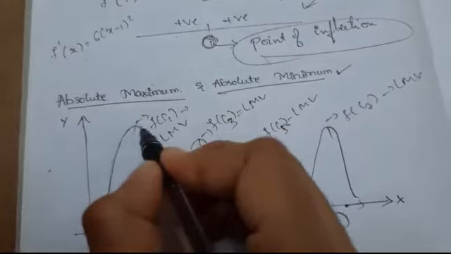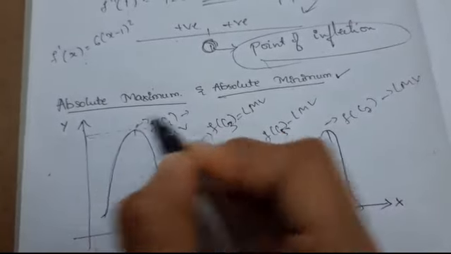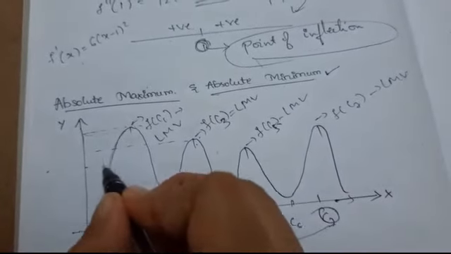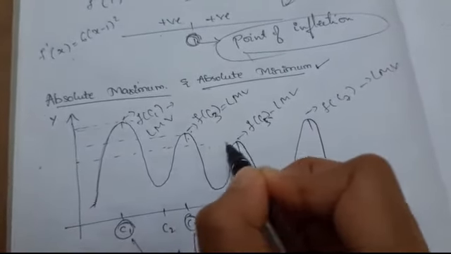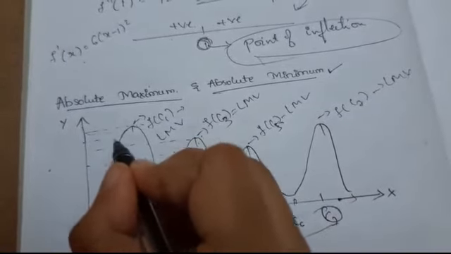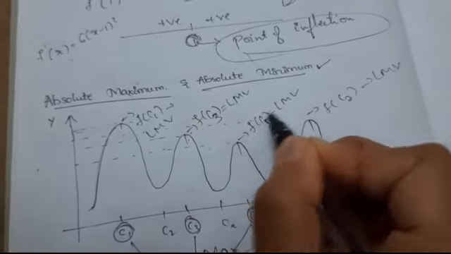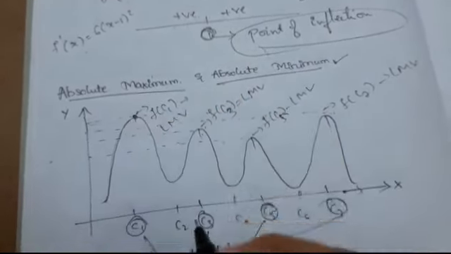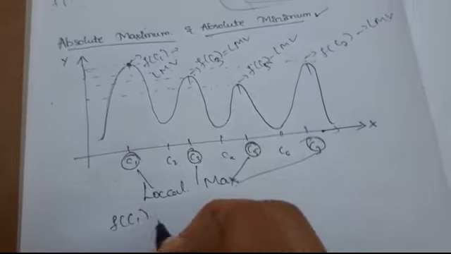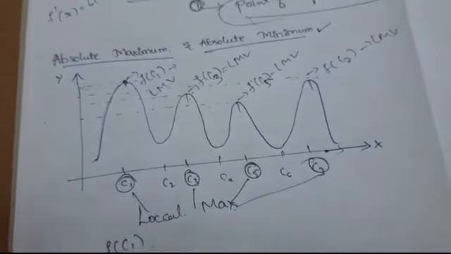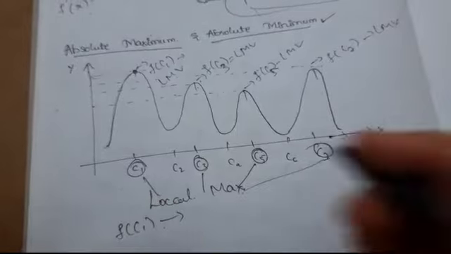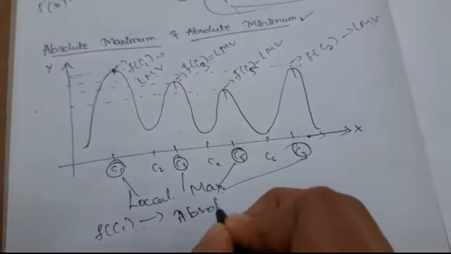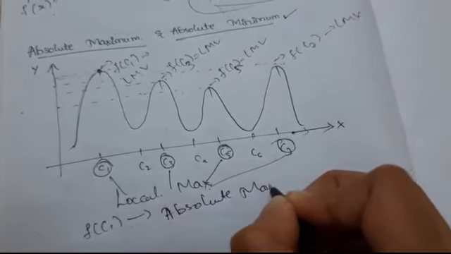You can see here f of C1 means it is coming somewhere here, f of C3 means it is coming somewhere here, f of C3 it is also coming somewhere here, and f of C7 means it is coming somewhere here. So out of these 4, which is the maximum value? That is f of C1. Out of all these 4 local maximum values, f of C1 is the highest one. So that value f of C1 is called as what? Absolute maximum value.